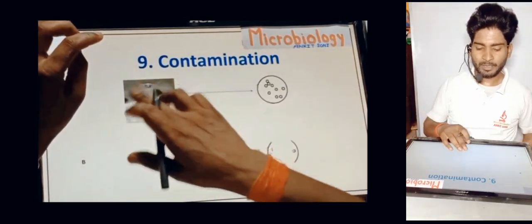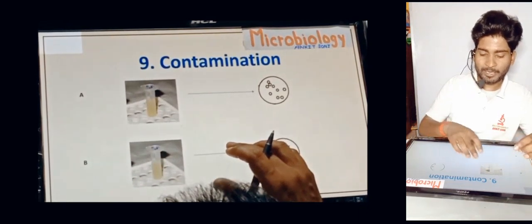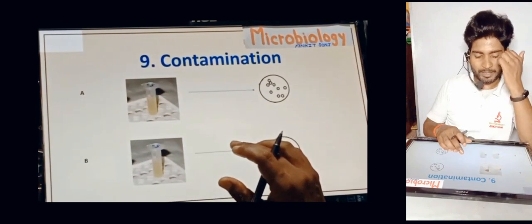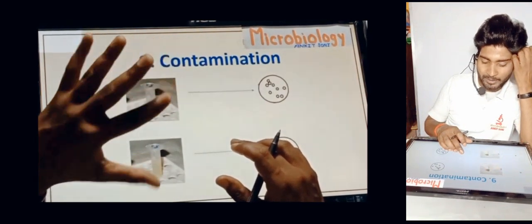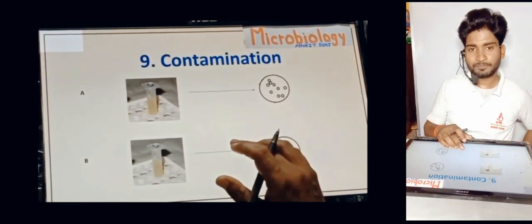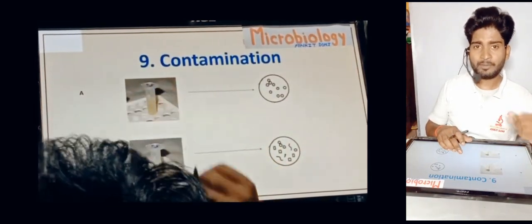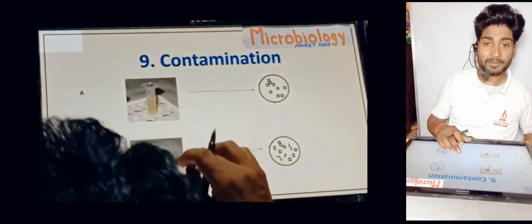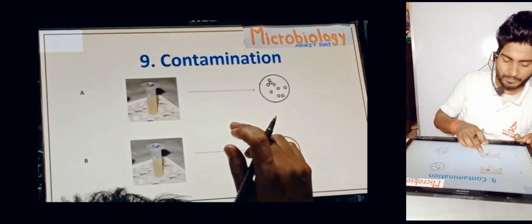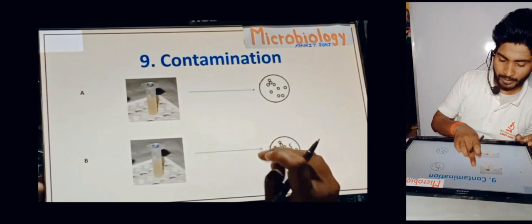The next important term that every microbiology student should know is contamination. Contamination is a very serious concern in microbiology. Why? Because contamination is the term used when undesirable microorganisms are present in a tube or a sample where we actually stored only one type of organism. Like you can see in picture A, I have shown a stock culture which is present in a vial, stored in vial number A.